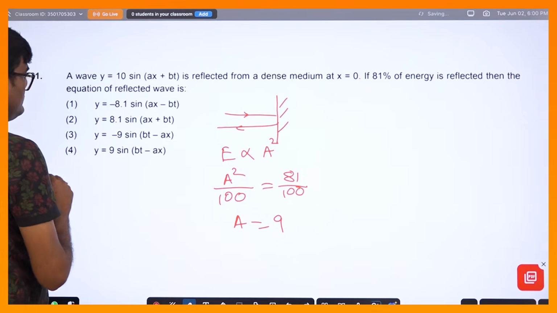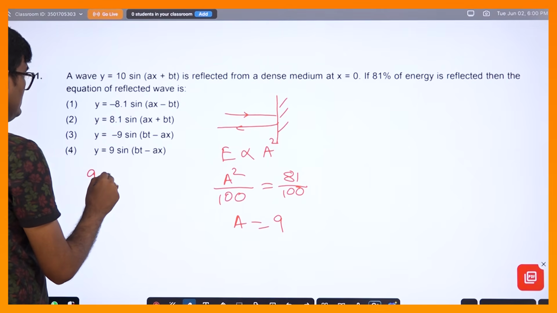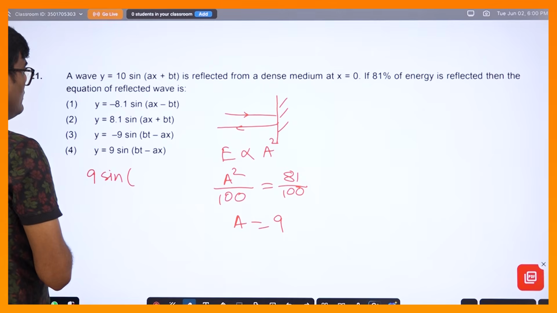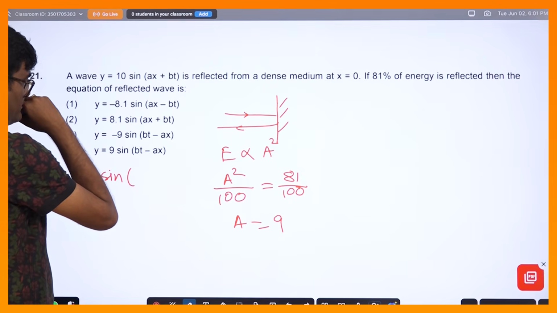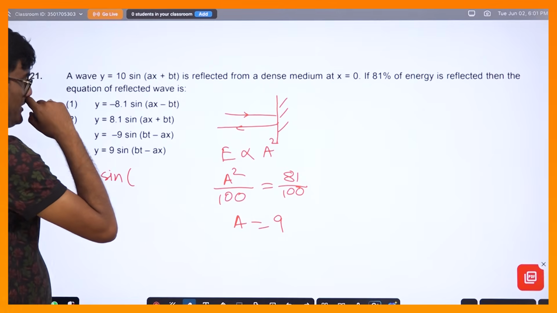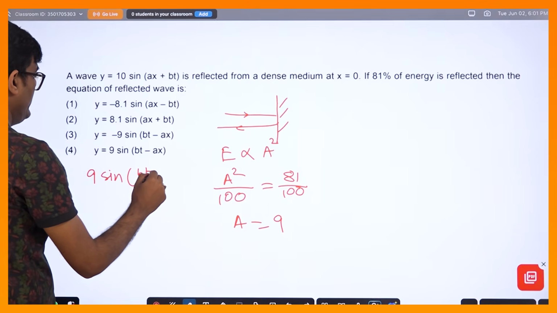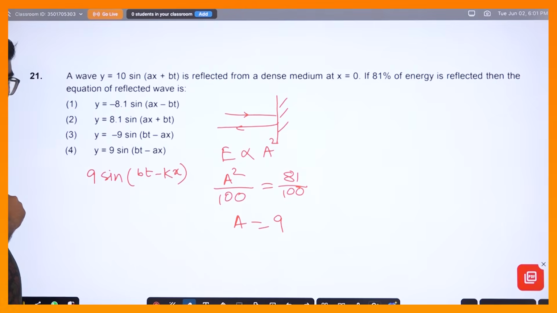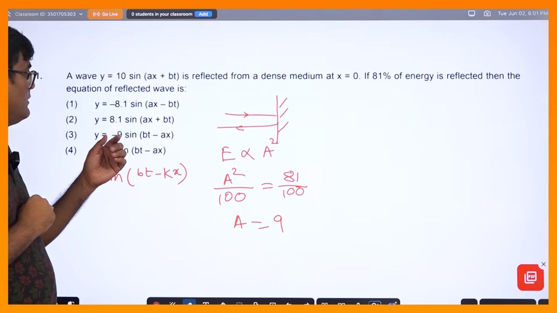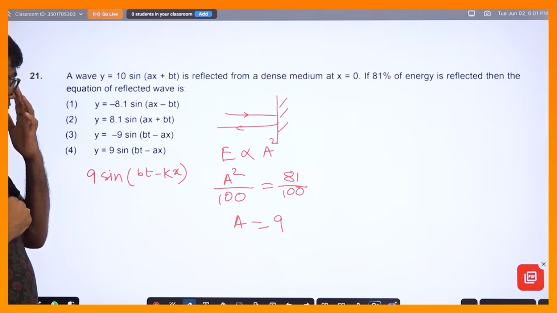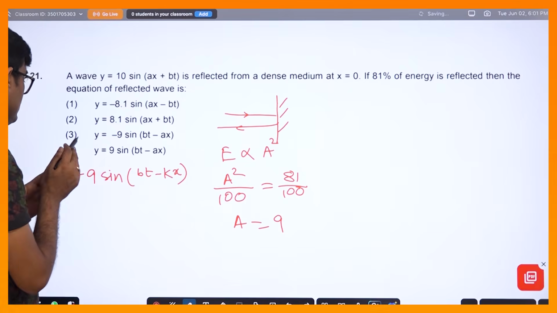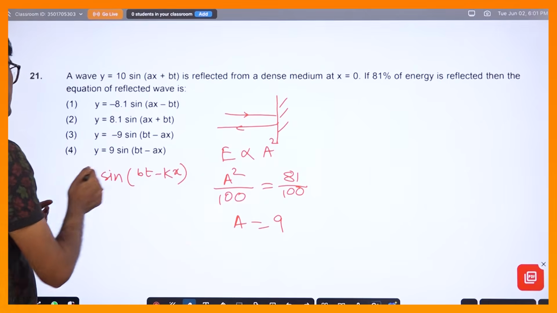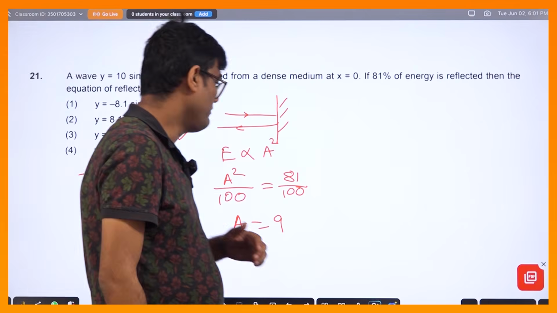But it is 9 sine of omega t plus kx, now it is moving in the opposite direction. So it is omega t minus kx. Right? I think this should be the answer for this question, because it is pi phase shifted, right? So there will be a minus sign also in here. So minus 9 sine omega t minus kx, of course option 3 is the correct choice for this question.